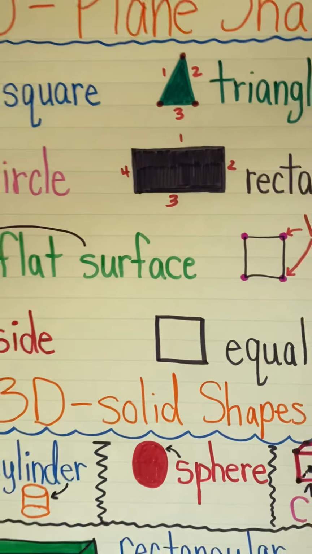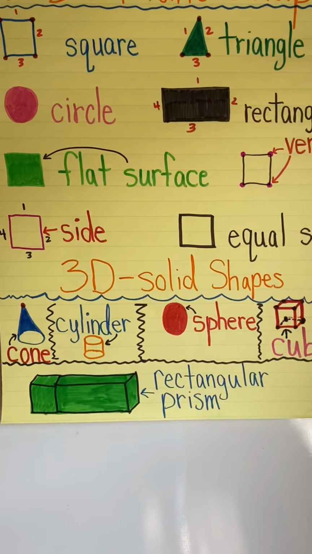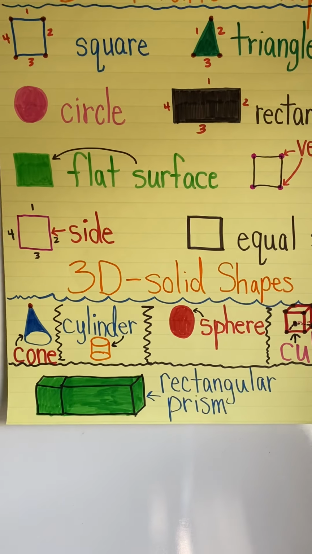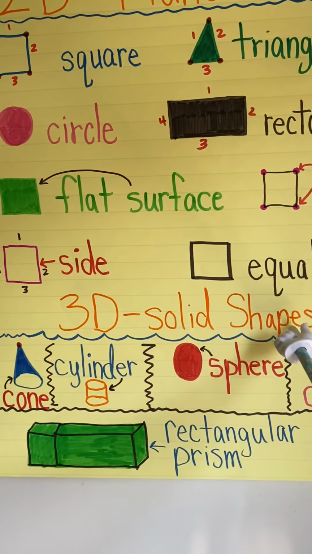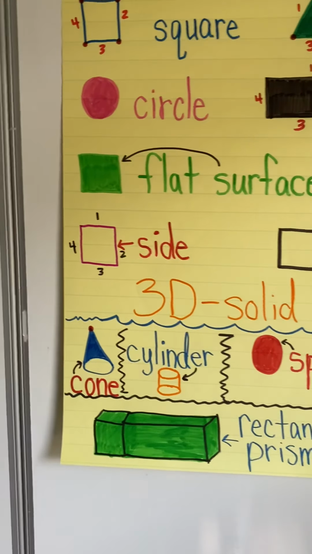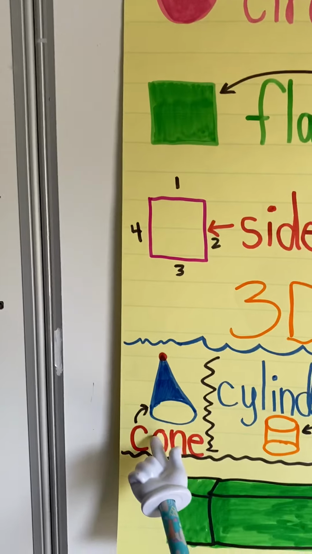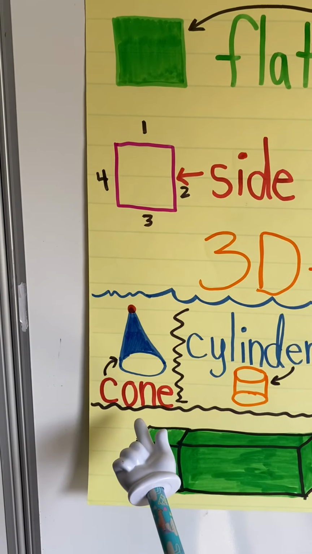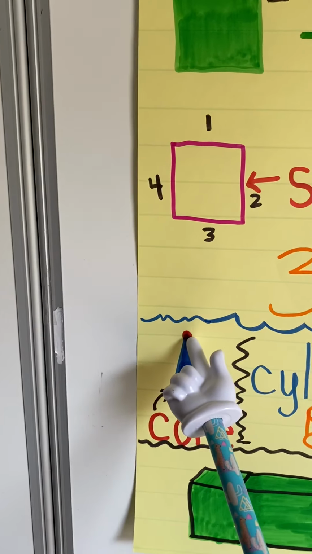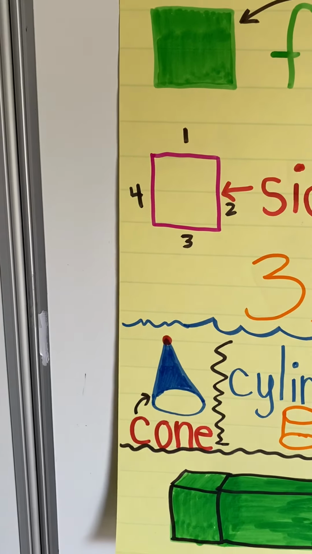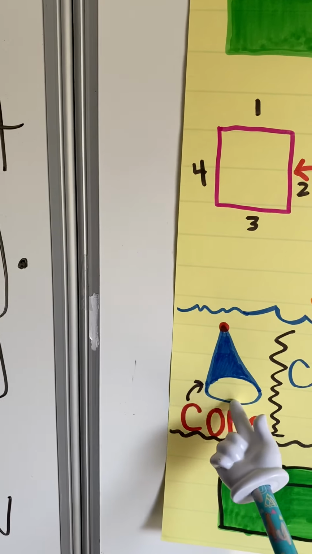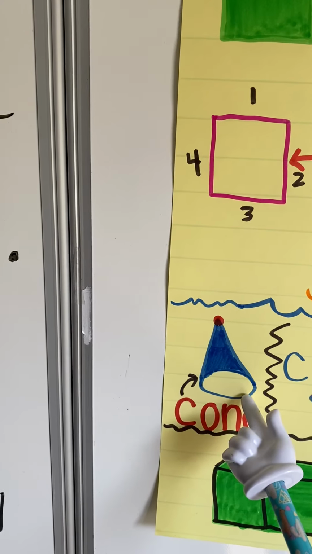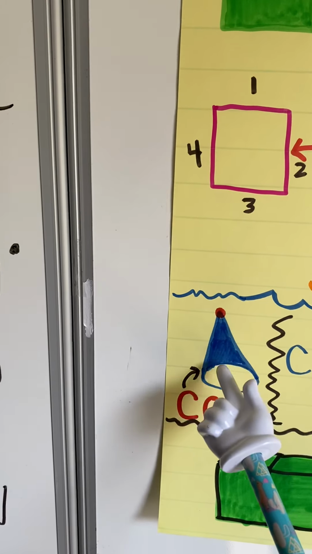All right, now that we went through two-dimensional shapes, we are going to go through three-dimensional shapes. They're also called solid shapes. Let me give you an example. A cone. A cone has 1 vertice, which is at the very top, and its base is a flat surface.